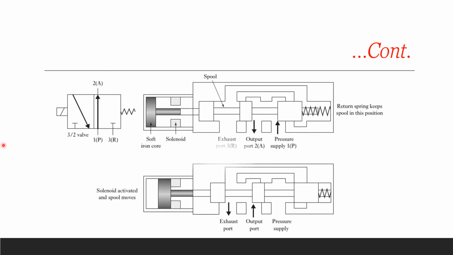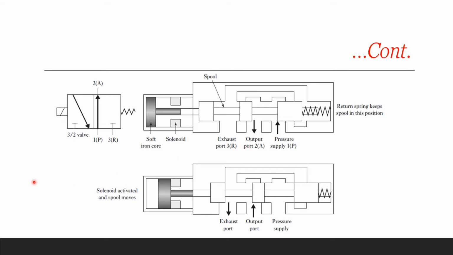The figure shows a 3 by 2 spool valve which we studied earlier and its symbolic representation. As we know, the spool valve has 3 ports, pressure supply, the output port and the exhaust port, and 2 operating conditions. Here it is actuated by a solenoid and loaded by the spring. So the representation shows the solenoid as well as the spring.